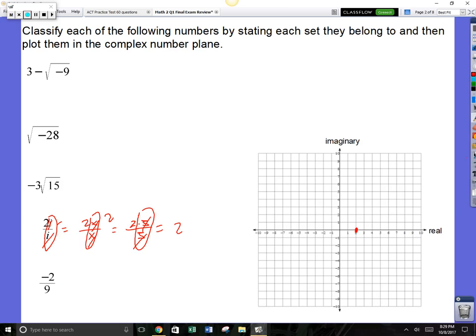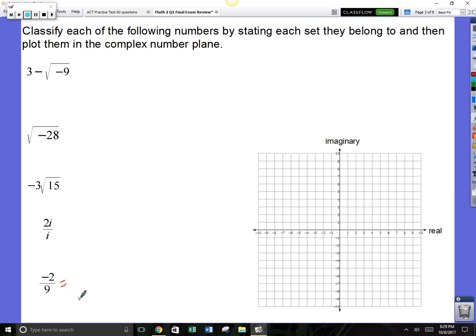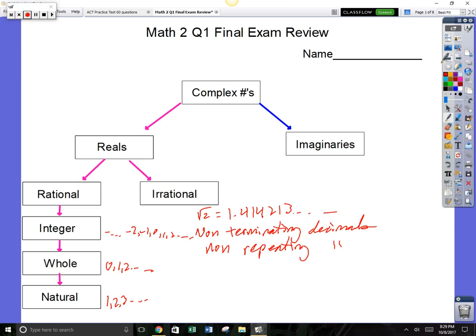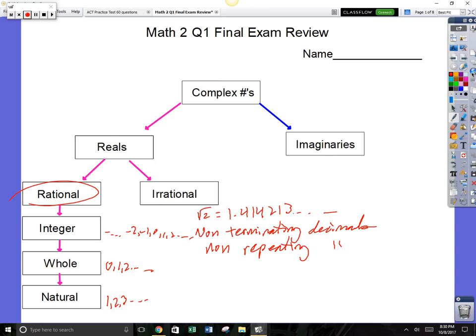Okay, last one, -2/9. If we type that on the calculator, we get -0.22222. So the decimal that goes forever, but there's a pattern, so it's rational. So this shows up first in the rationals. That is the very first time decimals show up. So no decimals in the naturals, no decimals in the wholes, no decimals in the integers. That's the first time decimals show up.